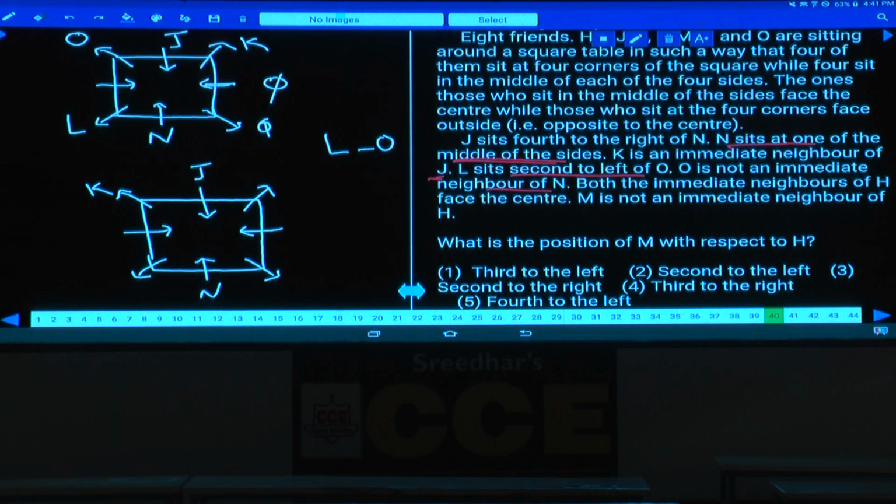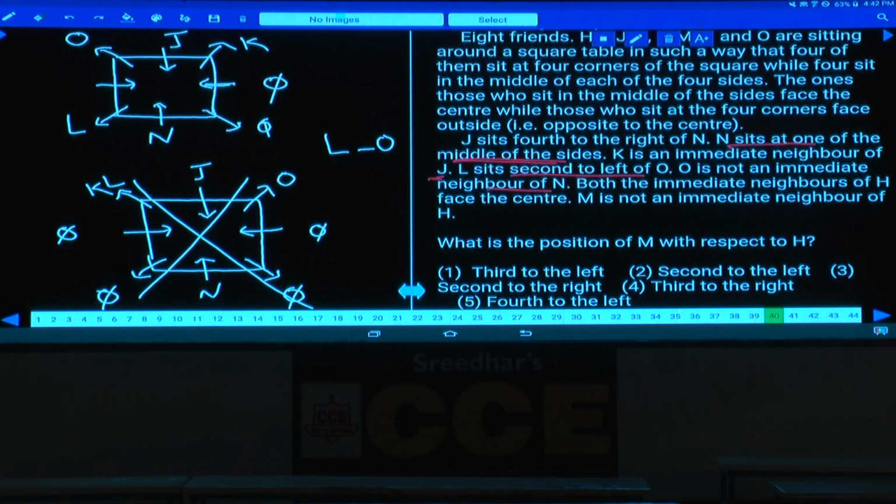Now let us check out this L and O in the second case. Now O cannot be at this place and O cannot be at this place, isn't it? And O cannot be here and O cannot be here as well, because if O is here, L must be in the place of this one. Hence O must be here. If O is here, L sits second to the left of O, K and L must be in the same place, which is not possible. The second case is completely ruled out.